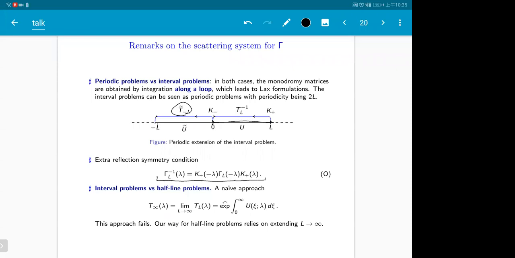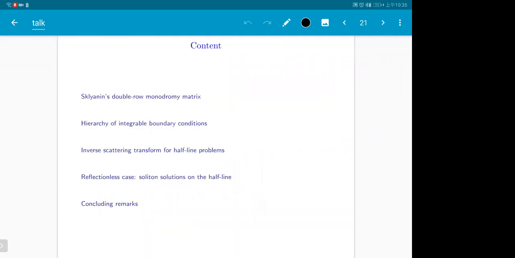And so now, if we want to look for half-line problems, a naive approach is to consider a half-line transition matrix in this form. But obviously this form fails because it doesn't capture the boundary behaviors. So our way to deal with half-line problems relies on the double row monodromy matrix, by extending one endpoint to infinity. I will show this later.